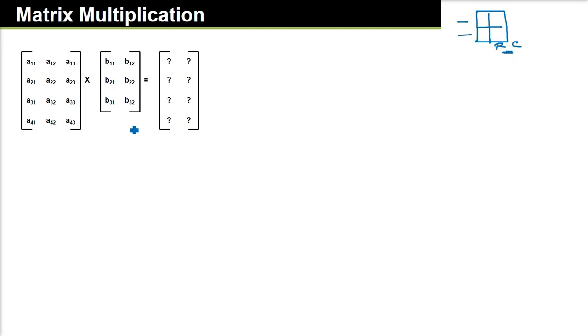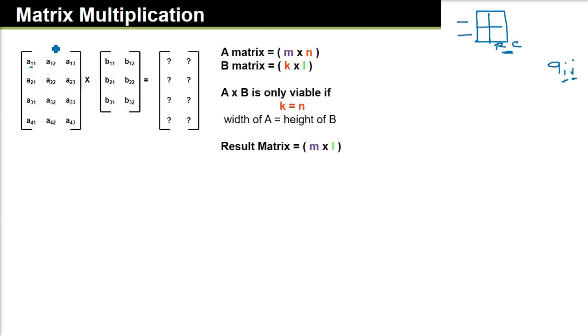In matrix multiplication, the most important thing is the dimension. We represent each element of a matrix like A_ij, where i represents the row and j represents the column. When we do matrix multiplication, the first thing is, what is the dimension of the first matrix, and what is the dimension of the second matrix? Say the first matrix has M by N dimension, and the second matrix is K by L.